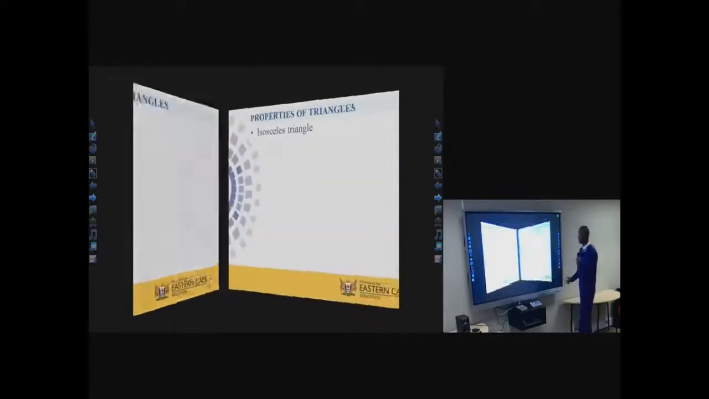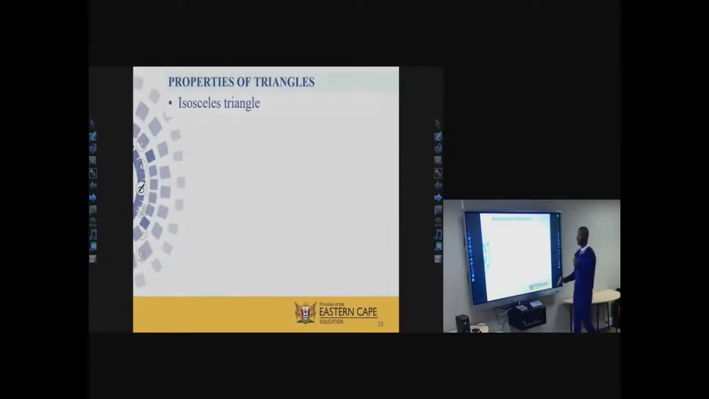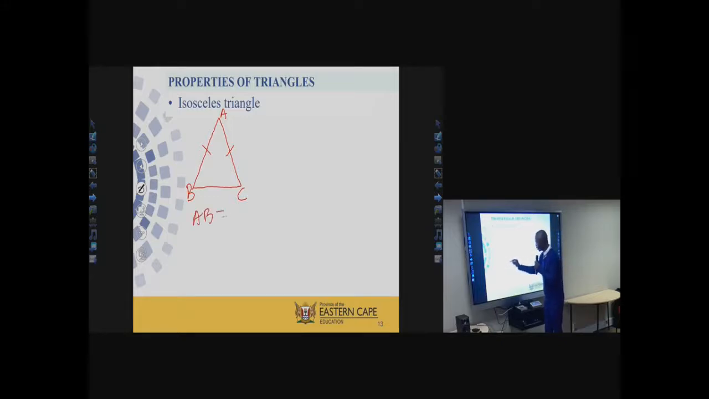Let's move to the next triangle. Isosceles triangle. Now, an isosceles triangle will be a triangle with 2 sides equal. This side is equal to that side. Let's call it triangle ABC. Triangle ABC, isosceles triangle. Now, this triangle ABC is called isosceles because it has got 2 sides that are equal. Now, it means AB is equal to AC, right?